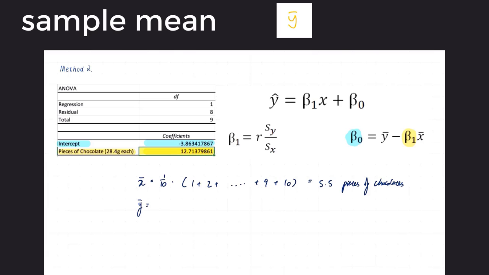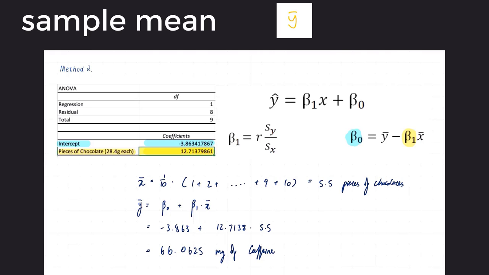Then use the equation beta naught equals average of y values minus beta 1 times average of x values. It can be rearranged to find the sample average of y values, which has a symbol of a line on top of y, also known as y bar, where beta naught is the intercept term and beta 1 is the coefficient term derived from our Excel regression analysis.